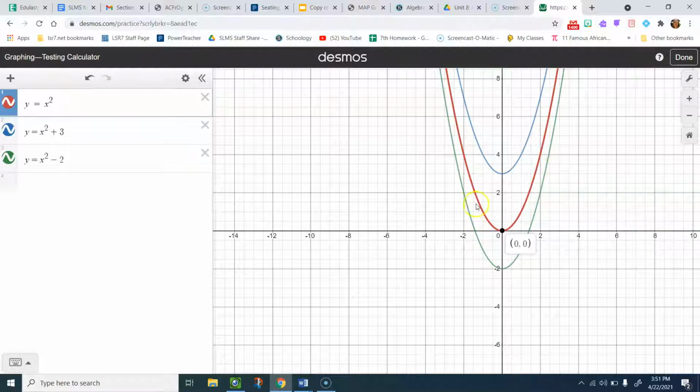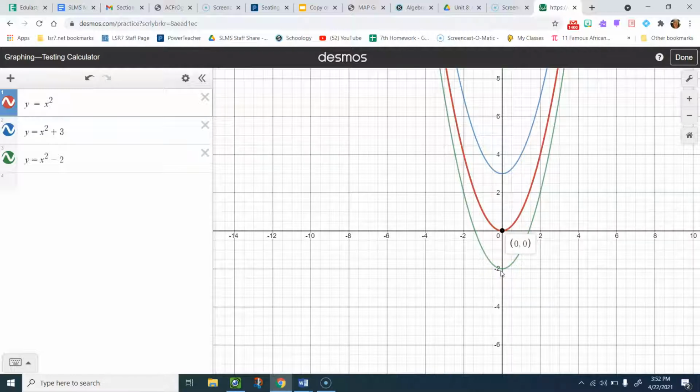Okay, so the red one, that's your parent function, and then the blue one was y equals x squared plus 3. Look at what happened. Compared to your parent function, what's happening? And then the last equation, x squared minus 2, here's my parent function in red, and then notice what it does. It drops down to this green one.